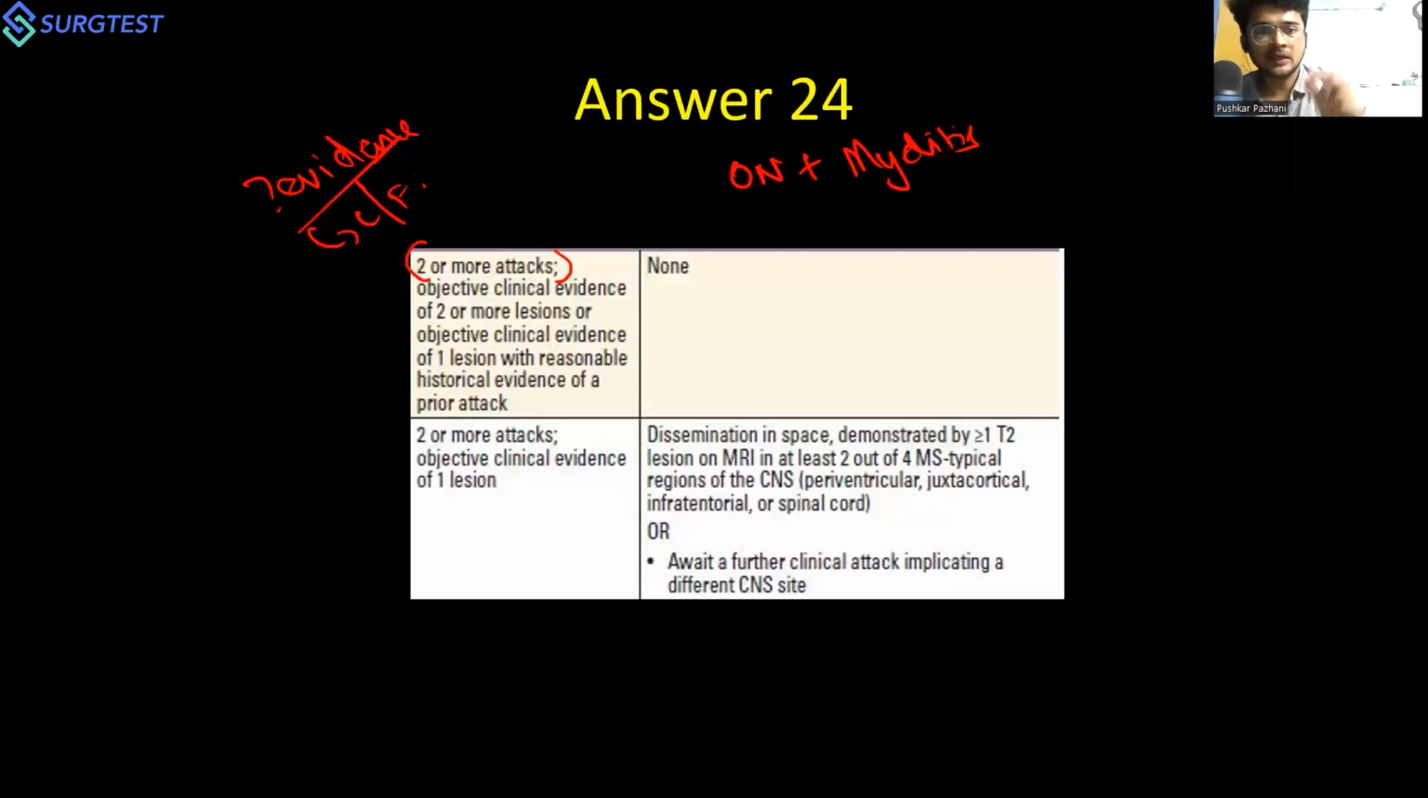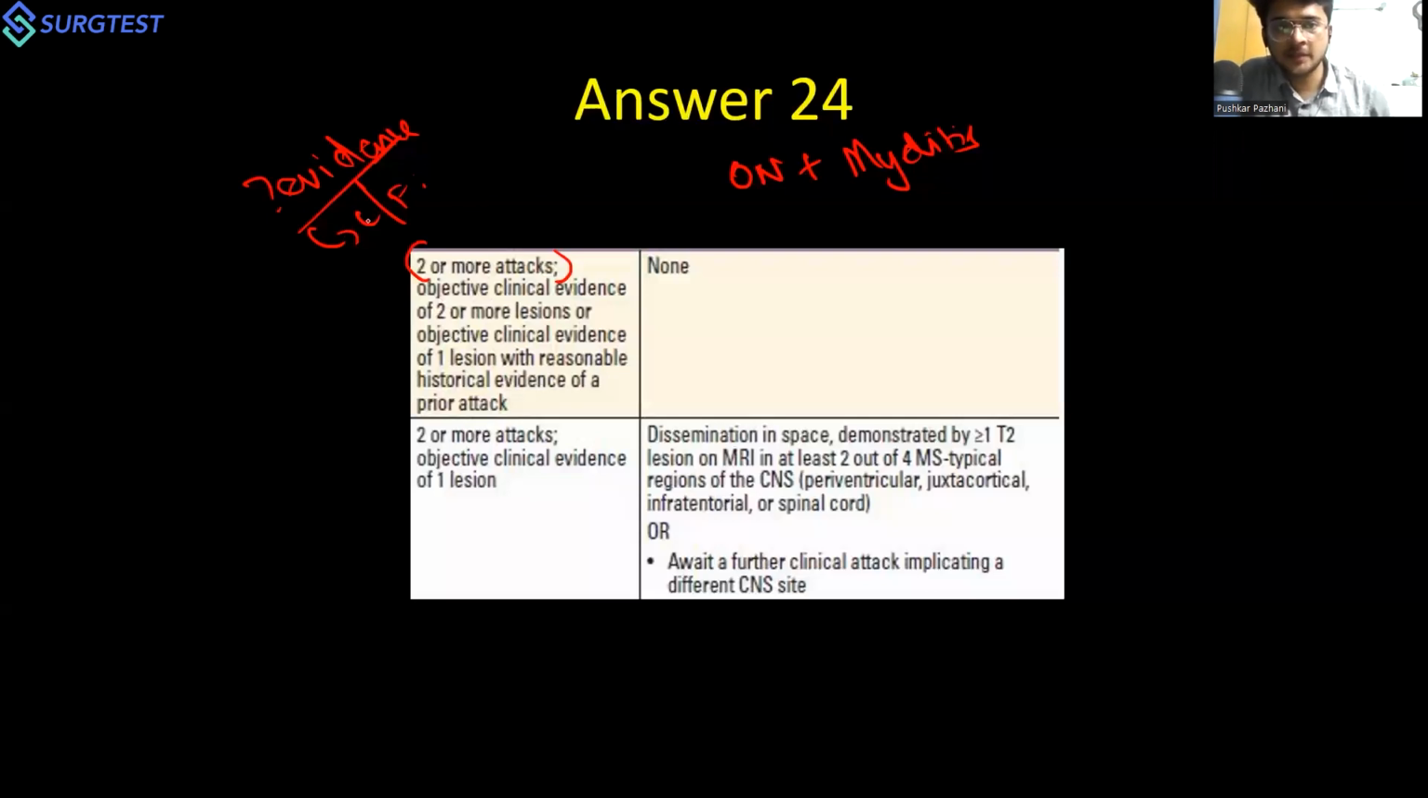Okay, and if you have two or more attacks with objective clinical evidence of two or more lesions, you can straight away diagnose the patient as multiple sclerosis. In the true sense, you actually don't need an MRI, even though that's not what we will actually do in the real sense. But in the true sense, if you have two or more attacks with objective clinical evidence of two or more lesions, yes, the patient is diagnosed with multiple sclerosis.